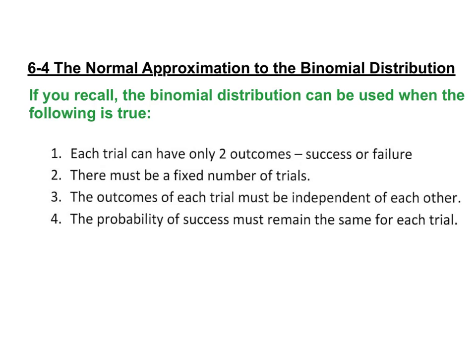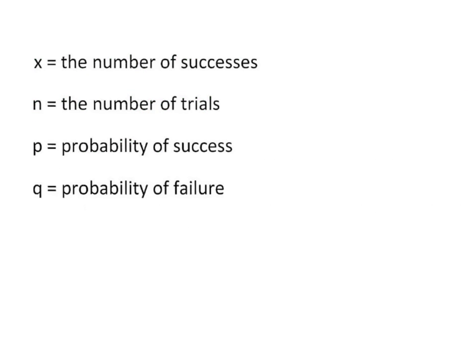Now, when we looked at this, there was, if you remember, N, P, Q, and X. If you recall, X was the number of successes, N was the number of trials, P was the probability of success, and Q was the probability of failure. And we had this formula that we used in order to calculate the probability. We could also find the mean, the variance, and the standard deviation when we had these numbers. We're going to revisit that a little bit today.